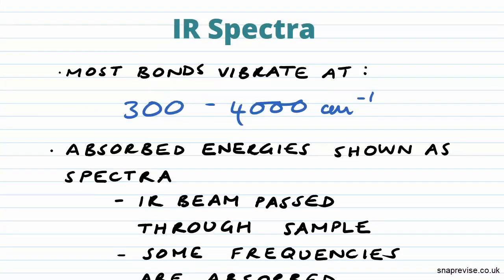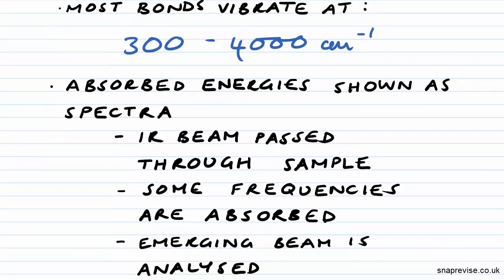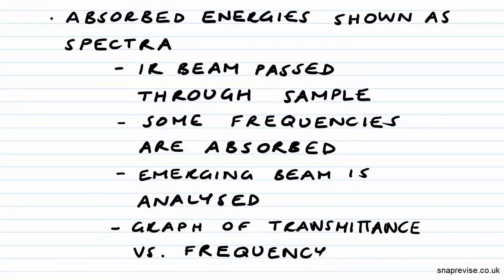So in our IR spectra, most bonds will vibrate at a frequency between 300 and 4,000. And the absorbed energies shown in this spectra are produced as follows. Our IR beam is passed through our sample. Now some frequencies will be absorbed, but some will emerge through the other side. And we analyse this emerging beam, allowing us to produce a graph of transmittance versus frequency of the wavelength.